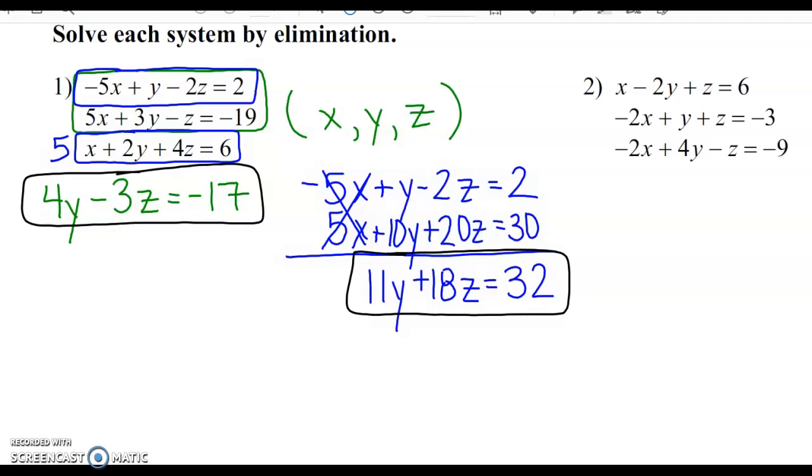That's the new step, right? Get rid of one of the variables twice. So now I can see I'm using my new system here.